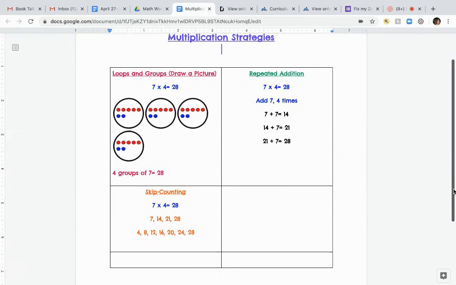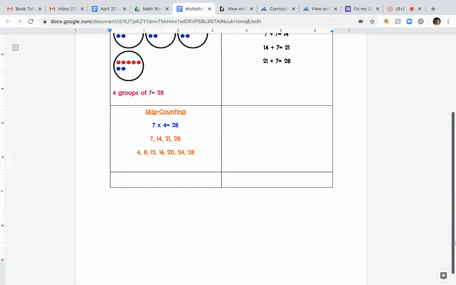Today we are going to talk about skip counting. Now I know you've all had practice with this with your classroom teacher. We're going to talk about how you can use it to solve a math problem. So let's say you have 7 times 4 and you're really good counting by sevens. Well, you could count by 7 4 times to get your answer. For example, here we have 7, 14, 21, and 28. Let's see if I counted by 7 4 times. 1, 2, 3, 4. I did, so I know my answer is 28.